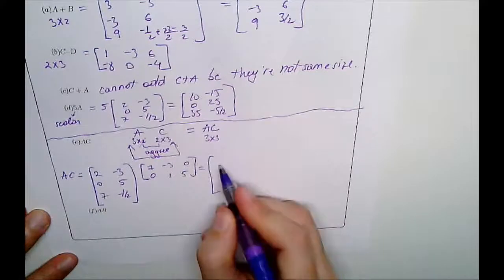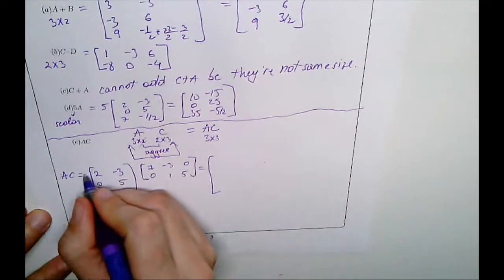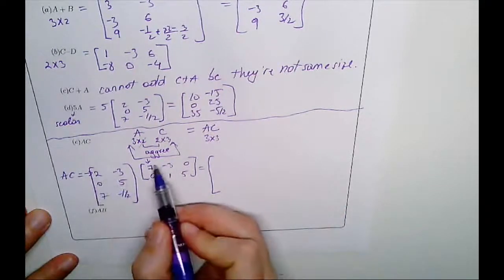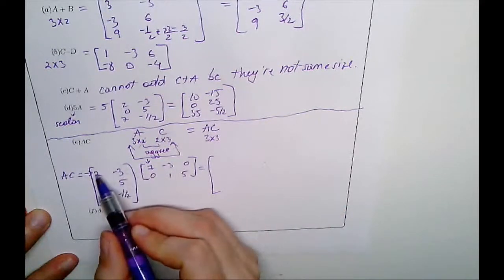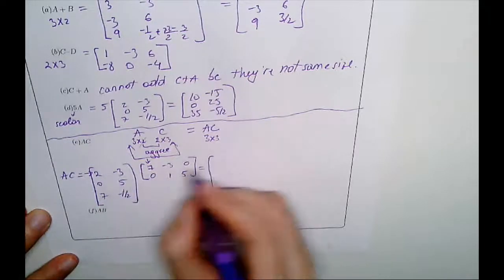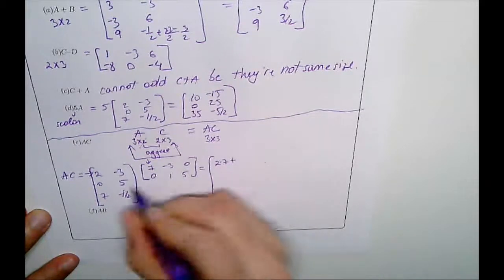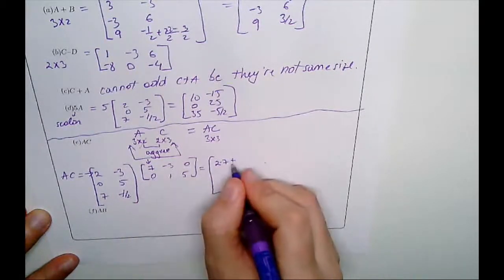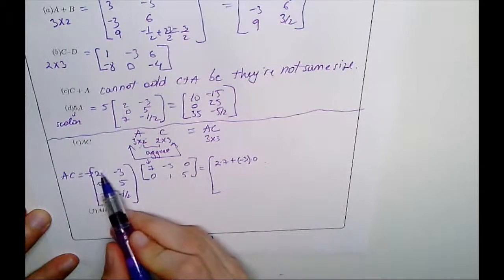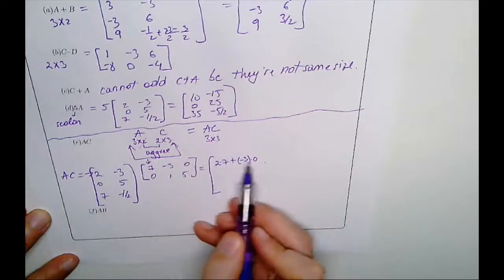So what's going to go in the first entry? Basically I'm going to look at the first row and the first column, and I'm going to multiply and add the corresponding entries. So in the first row, I'm going to have 2 times 7 plus negative 3 times 0. I'm going to write everything. The first row times the first column is going to go as the first element.